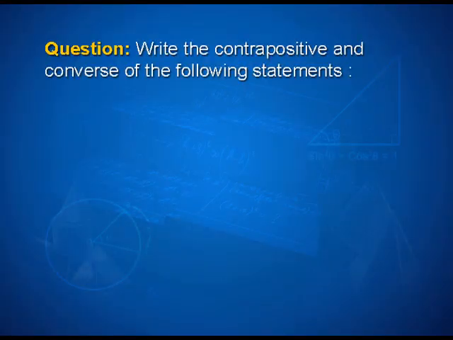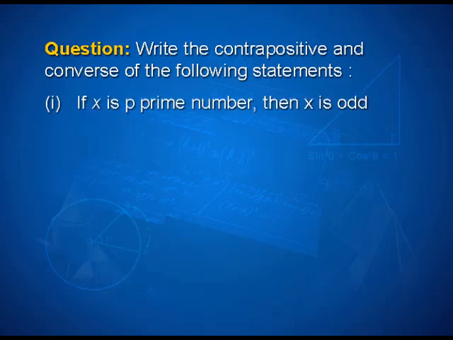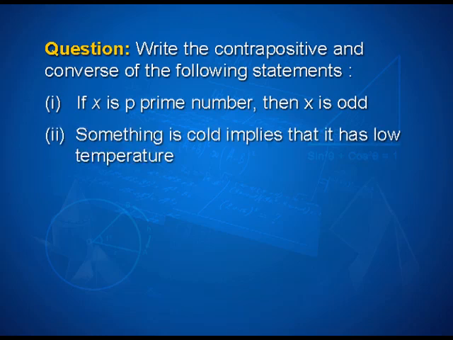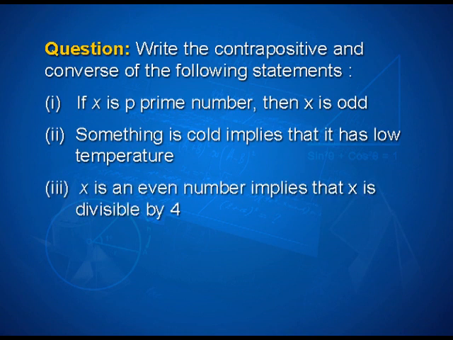Write the contrapositive and converse of the following statements. First, if x is a prime number, then x is odd. Second, something is cold implies that it has low temperature. Third, x is an even number implies that x is divisible by 4. Let us look into this solution.